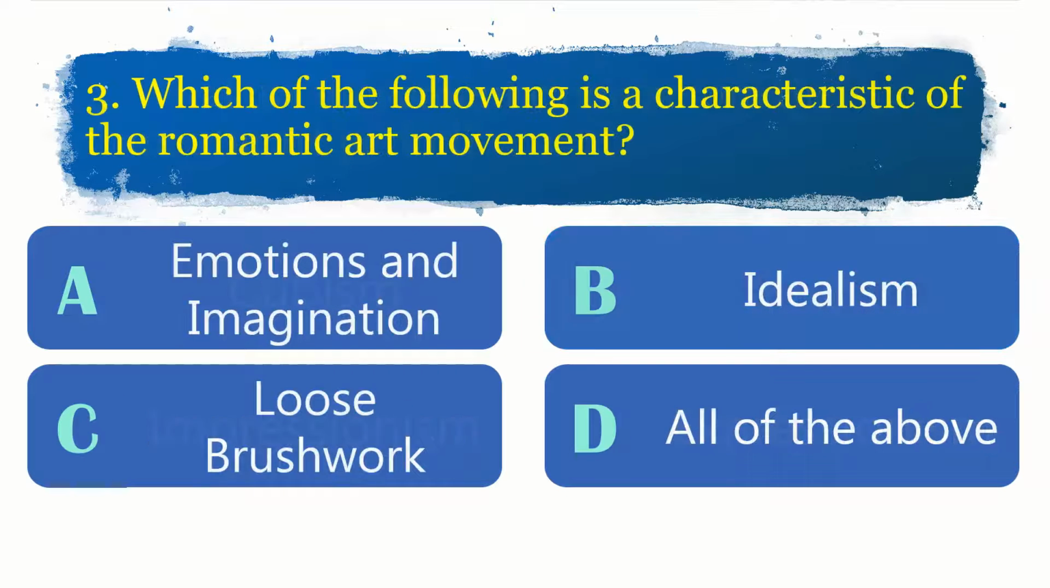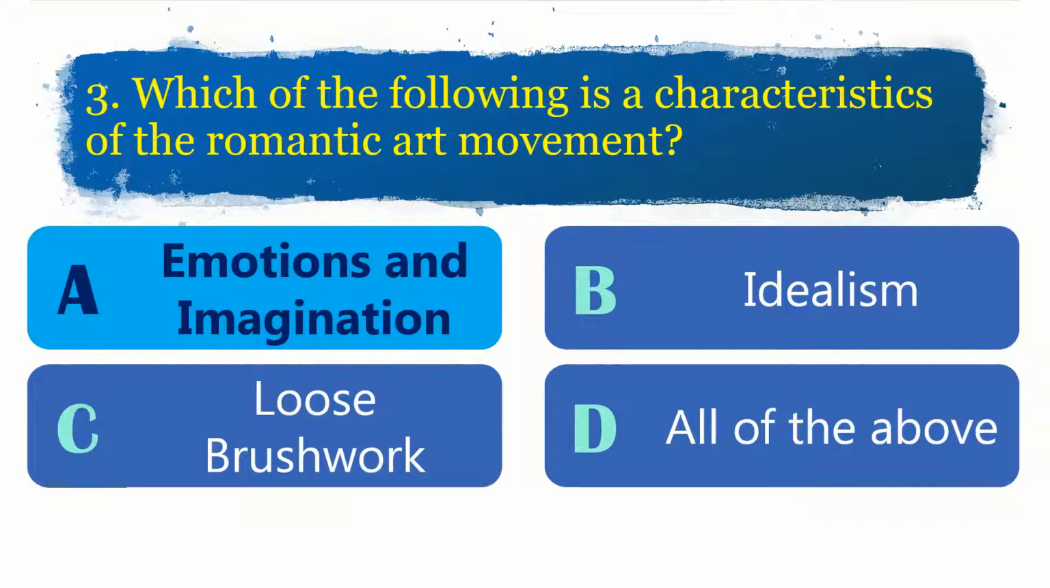Baroque. 3. Which of the following is a characteristic of the Romantic art movement? A. Emotions and imagination, B. Idealism, C. Loose brushwork, D. All of the above. The correct answer is A.